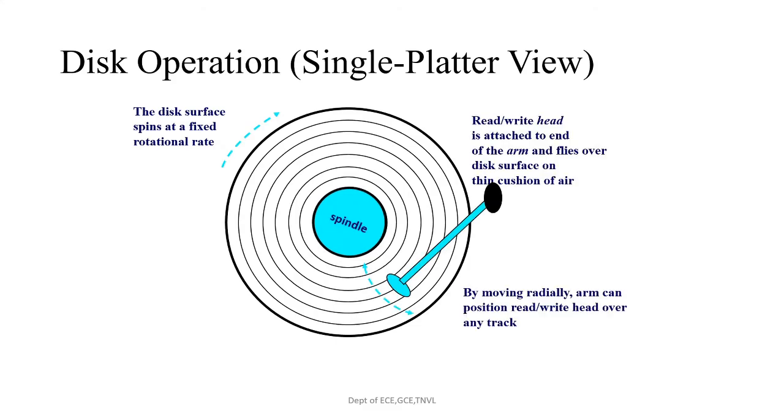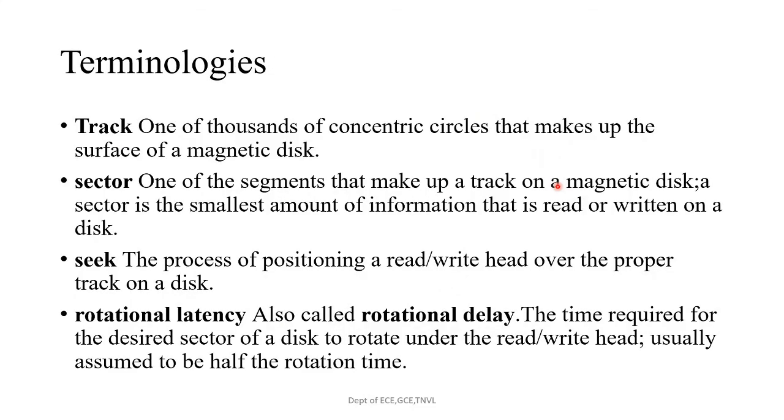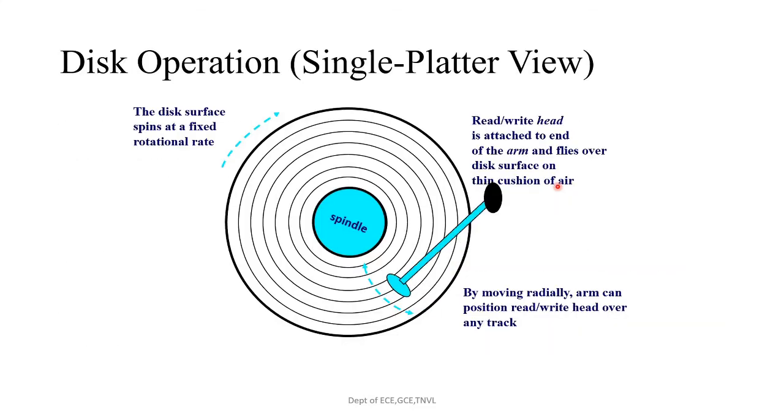And here, this is the read write head. The read write head is attached to the end of the arm and flies over the disk surface on a thin cushion of air. So it goes like this. It moves here and there in order to record. By moving radially, the arm can position the read write head over any track.